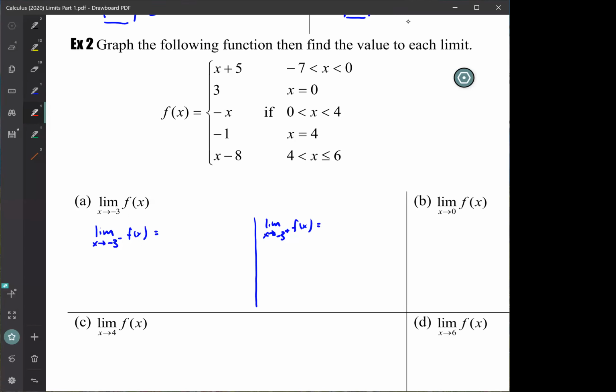Okay, Kelly, what's your left limit? I have no idea what's going on, but I got 2. Okay. How about your right limit? I also got 2. Okay. And Jesse, what about your left? I got the same thing. Right side? Same thing as well. Okay.